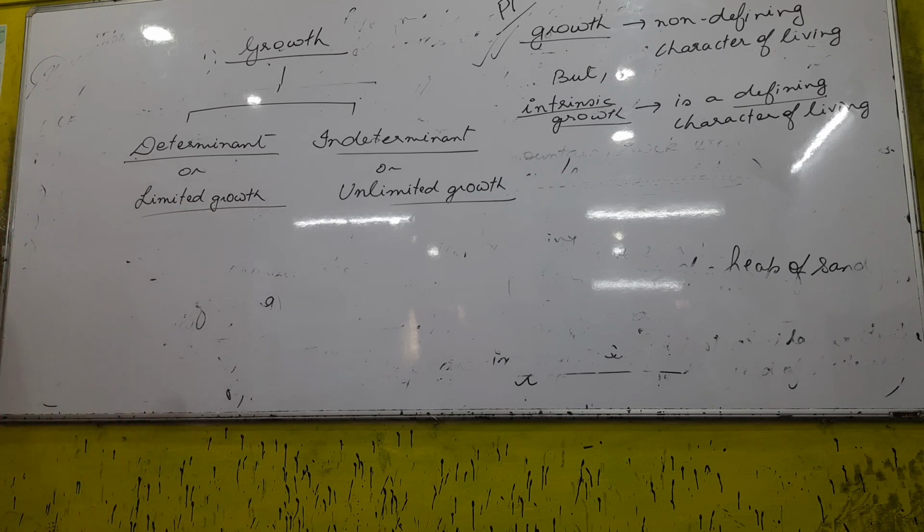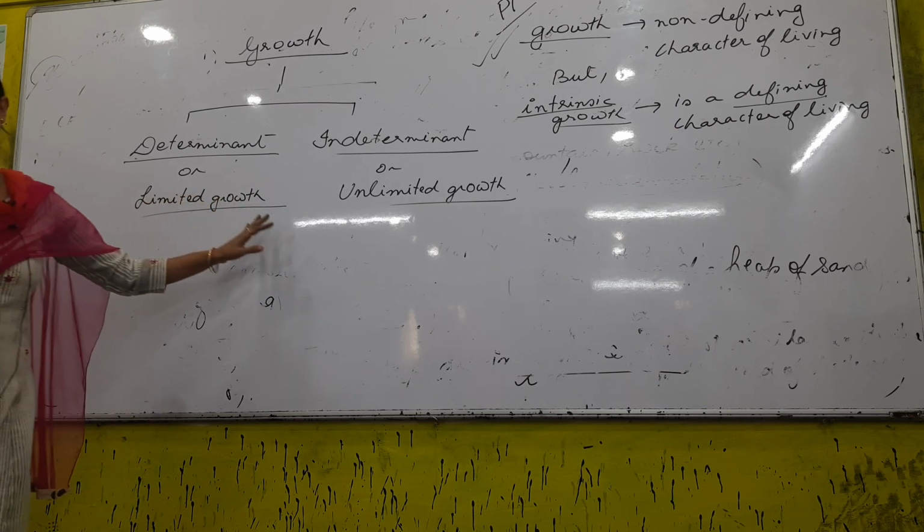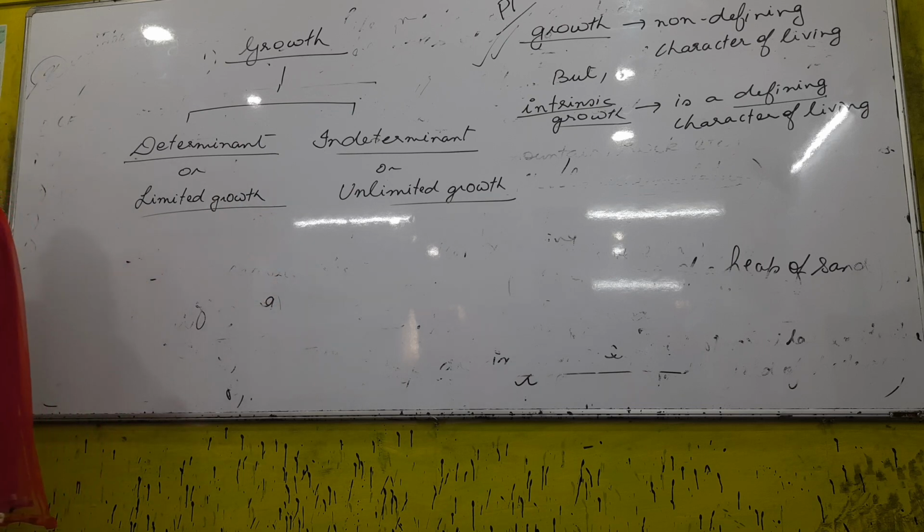Intrinsic or extrinsic, then limited growth and unlimited growth, or determinate growth and indeterminate growth. When we are talking about this, we know living organisms grow. If you classify living organisms into two categories, plants and animals, plants grow and animals grow. Correct? In the growth of the two, what is the point of difference?